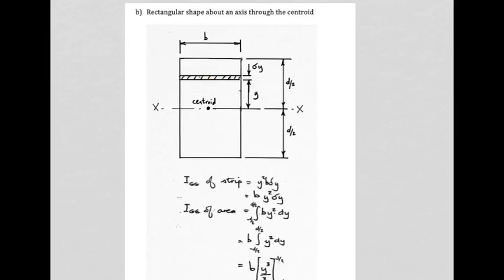Remember that gets squared. And you would do exactly the same as before, except the limits would now be d over 2. Note this way would be half d, or d over 2, and this way would be d over 2 in the other direction. So your limits are negative d over 2 and positive d over 2.